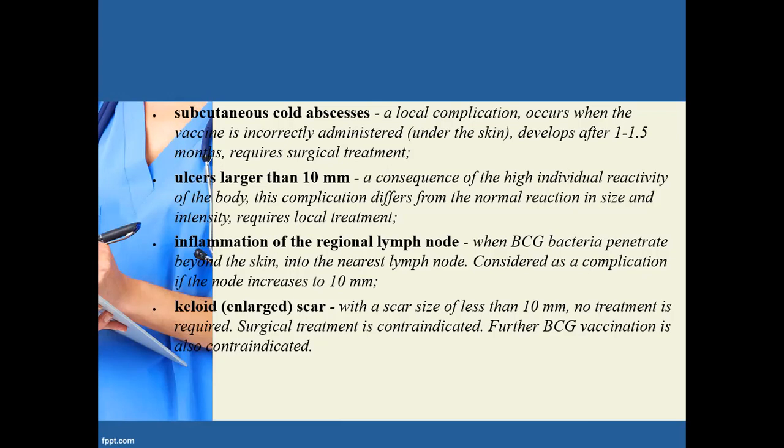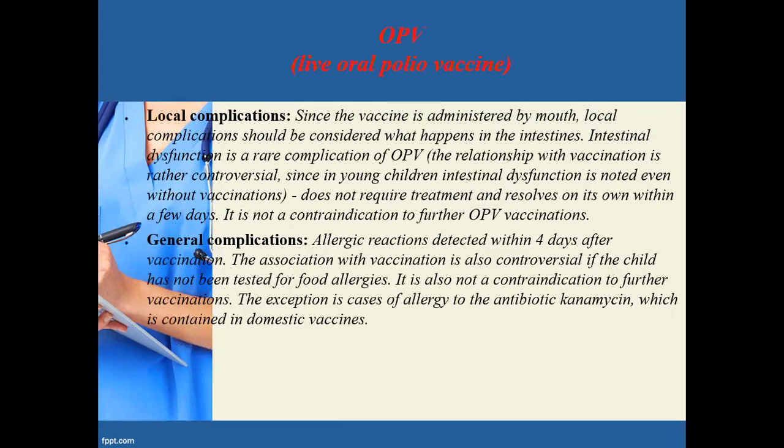Next, inflammation of the regional lymph nodes. During BCG vaccination, bacteria penetrate beyond the skin into the nearest lymph node, and it is considered a complication when the node increases to 10 millimeters. Next, keloid scar. With a scar size of less than 10 millimeters, no treatment is required. Surgical treatment is contraindicated. Further BCG vaccination is also contraindicated.